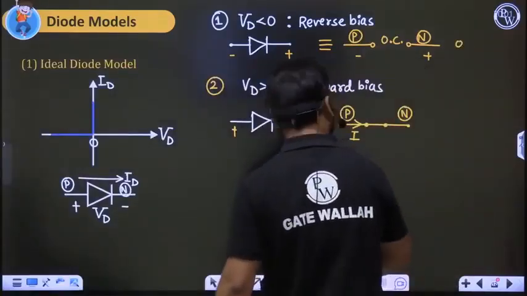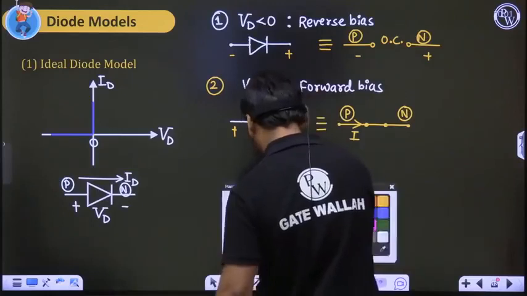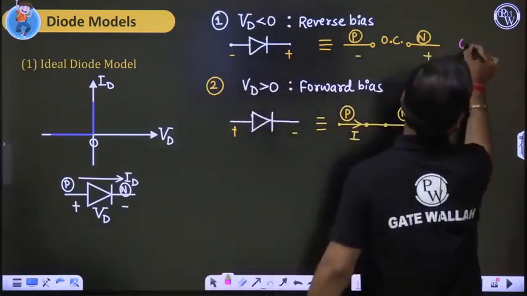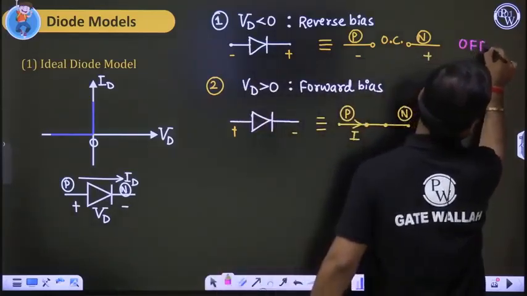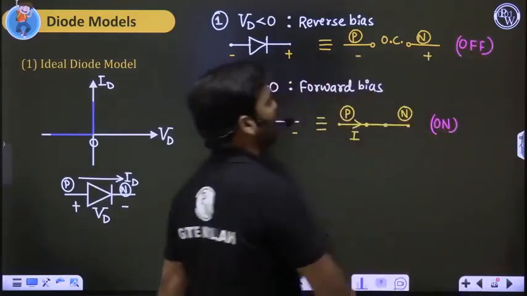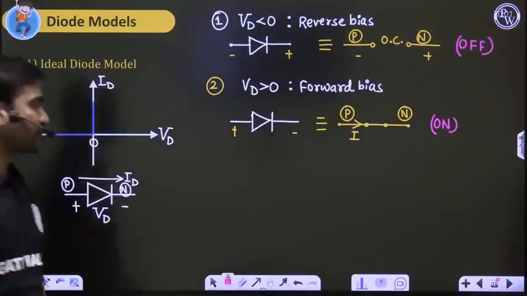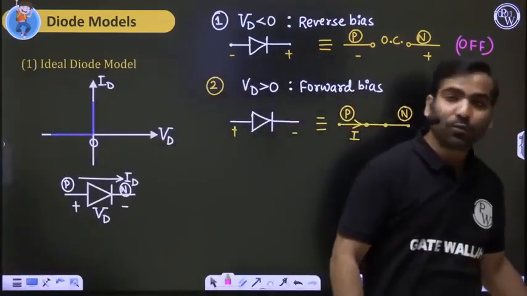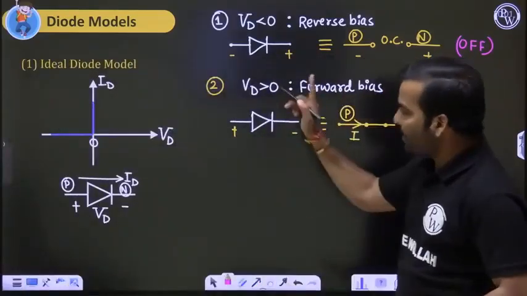We can use another color of the pen. So this is the off condition. The diode is an off switch and this is an on switch. Off and on. Clear? Okay. Now let's move to the next discussion. This is the first model.